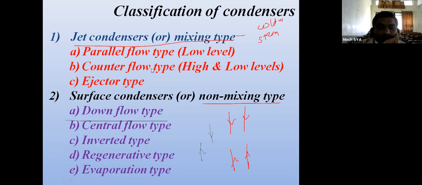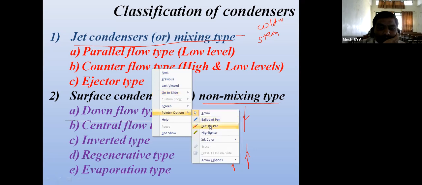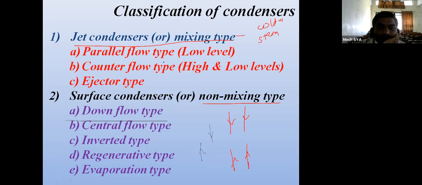Okay, Asmita is correct. The condenser in which mixing of exhaust steam and cooling water takes place is called a jet type of condenser. With these basics, we are going to learn different types of condenser. The first type of jet condenser is the parallel flow type, then low level, and counter flow, and another is the ejector type. So jet means always remember that it is mixing of exhaust steam and the cooling water.